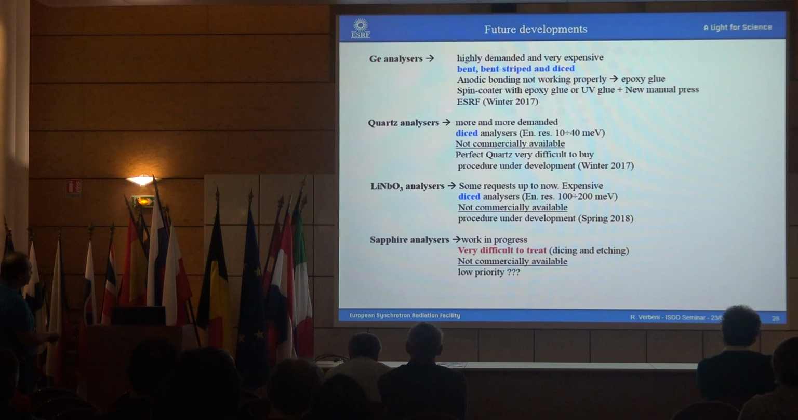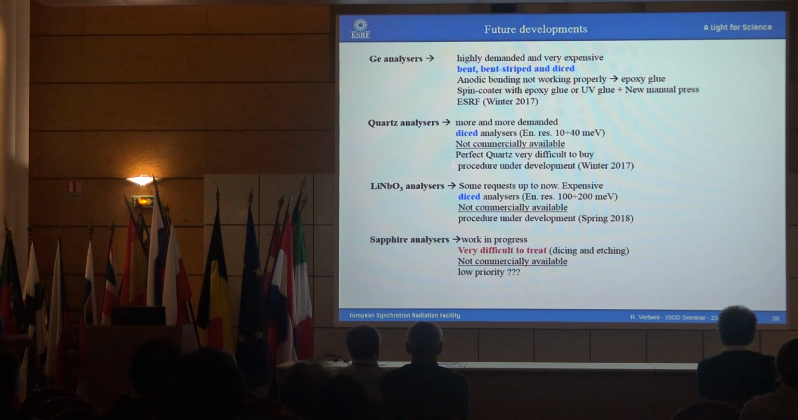The problem I have at this moment with the germanium analyzer is that the bonding technique is not working properly. Some people think, oh, I didn't choose the right glass. I don't find any help in the literature. So the idea is to start to use epoxy glue. That's why we already bought a spin coater, and we want to use a spin coater with epoxy glue or UV glue. And we also made a new manual press. So I hope to have some decent analyzers ready for winter 2017.